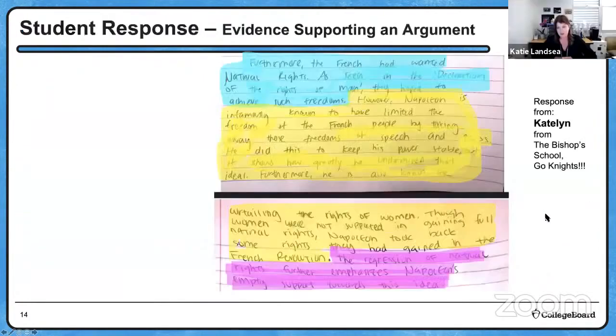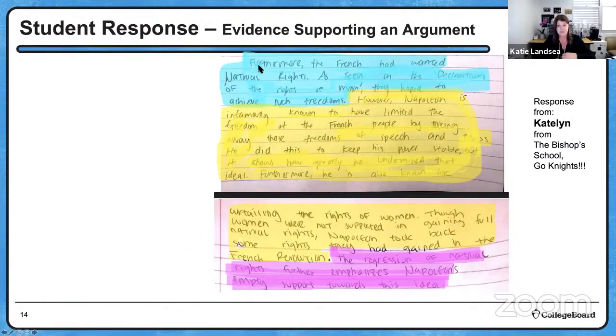And then for using the evidence to support an argument, of course, unlike the DBQ, the evidence has to come from historical knowledge. And this was Caitlin from the Bishop's School, they're the Knights. And I know the handwriting is a little bit hard, but I wanted to remind you that the pencil and paper exam is a handwritten test. And we're quite adept at reading all of your handwriting. So if you follow along with me, this is the beginning of the paragraph where Caitlin's going to use evidence.